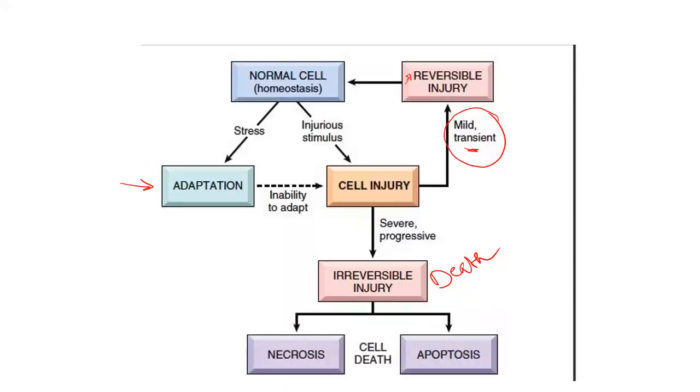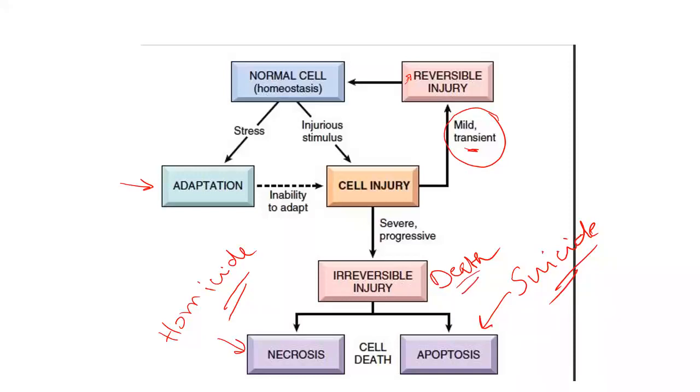This cell death can occur in two ways. One way is called necrosis, and this is the homicide of the cell, or it can kill itself by apoptosis, which is suicide. Okay? Both are cell death, but they are different in the mechanism, different in the causes, and different in the morphology. Fine?